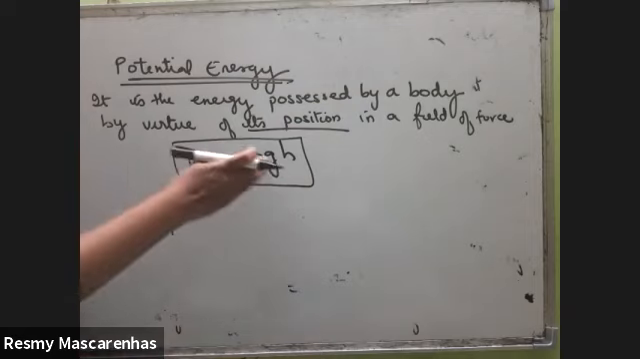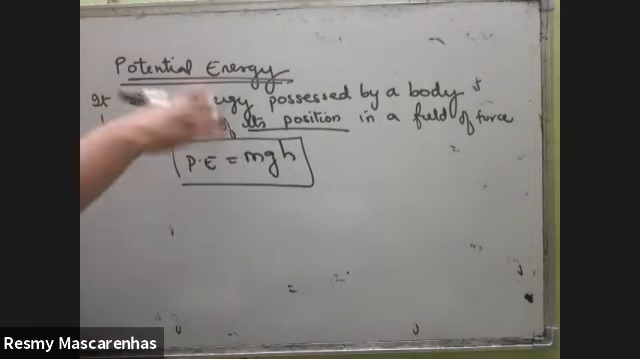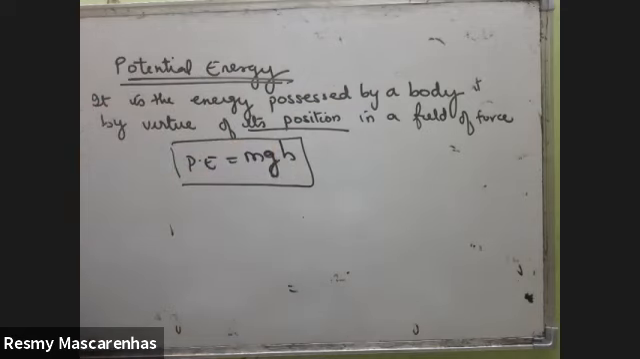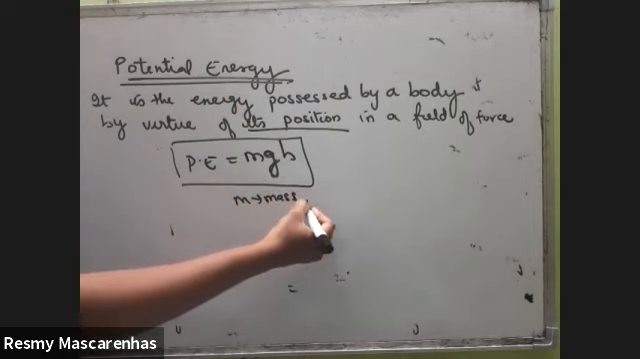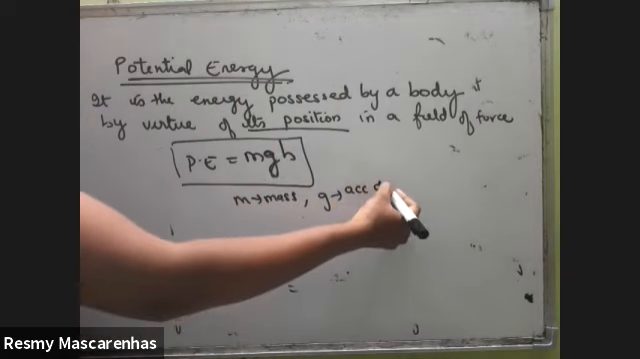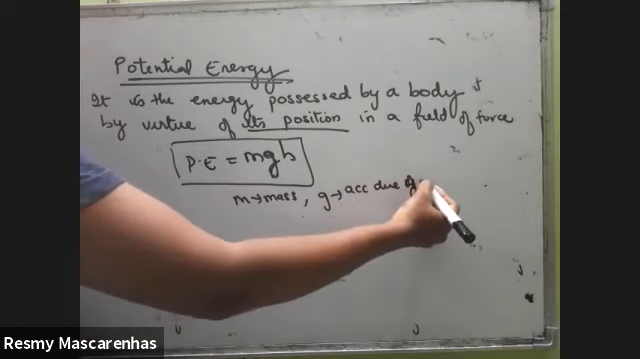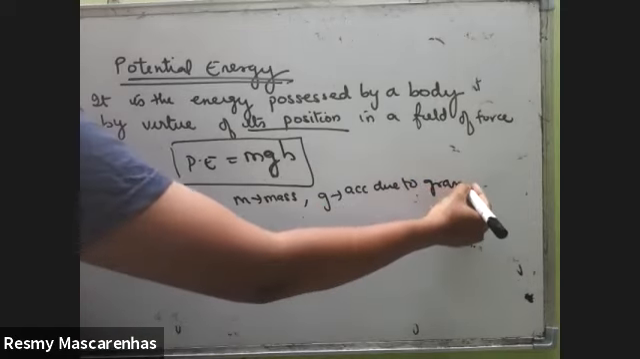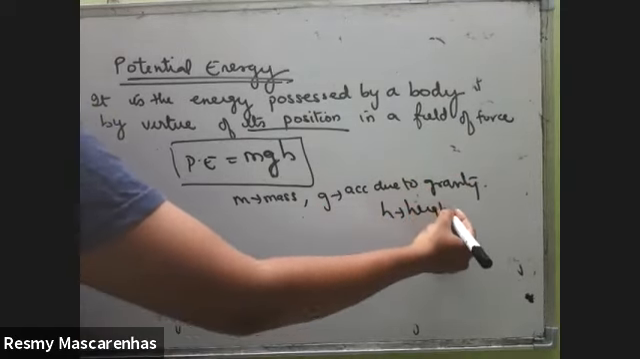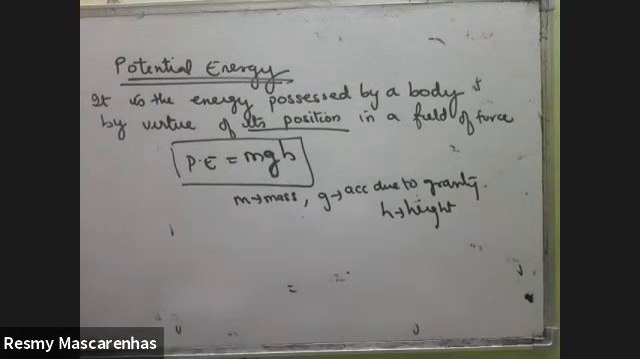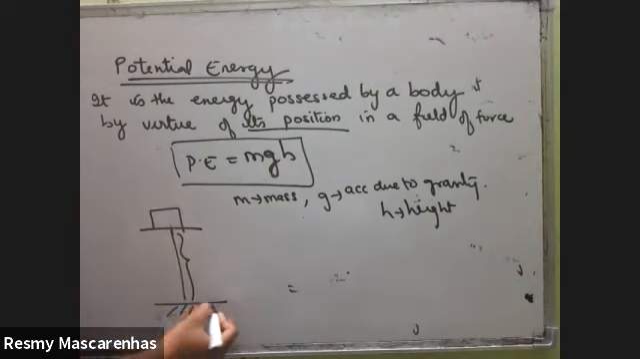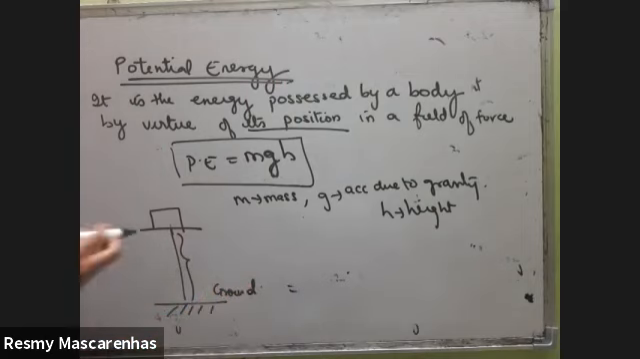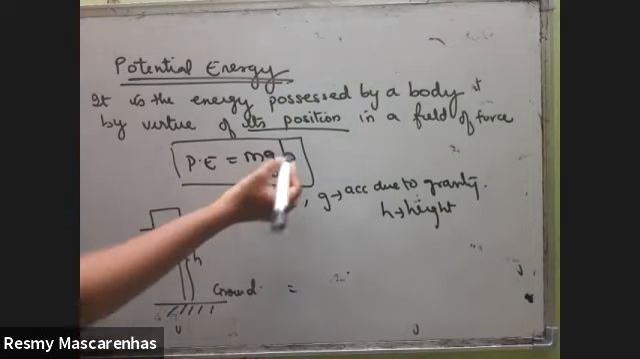G is the acceleration due to gravity of Earth. H is the height. M is the mass. Now, if I keep some box at a height from the ground, definitely there will be a force mg acting on it, and it is at a height. Okay, so it holds true.